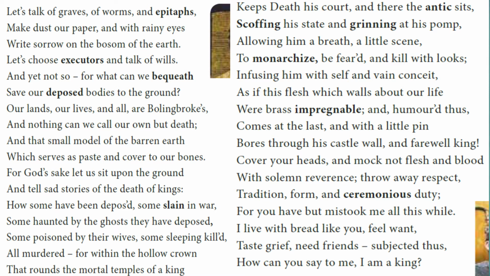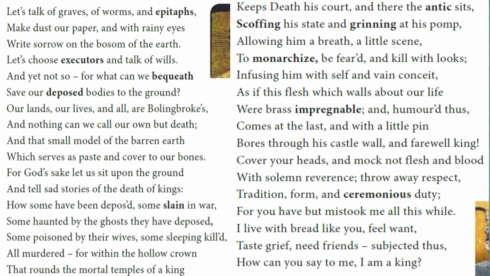For within the hollow crown, so that is an empty crown, that rounds the mortal temples of a king. Even though they are kings, there is no way to escape from death. Death keeps court there, and the antic. So here the jester is there and death is also in escort. It means when he is a king, the whole crowd refers to death.